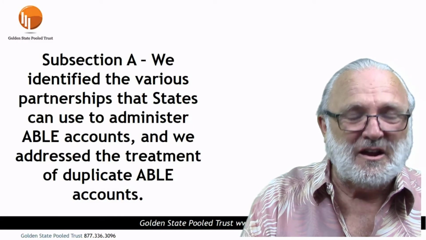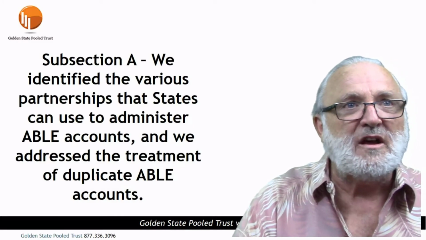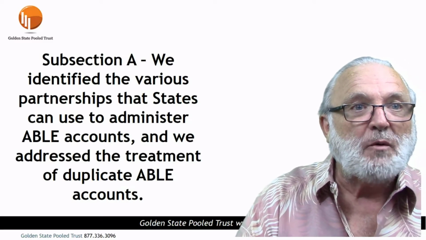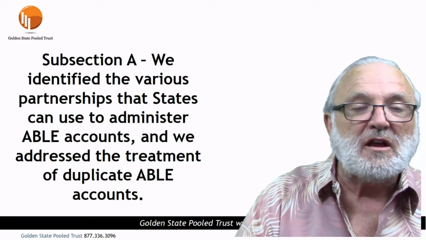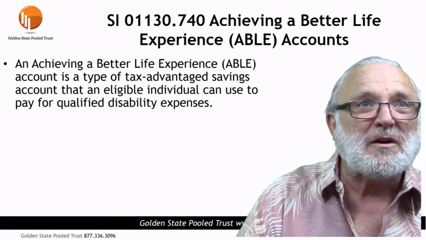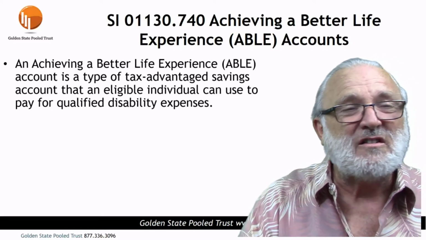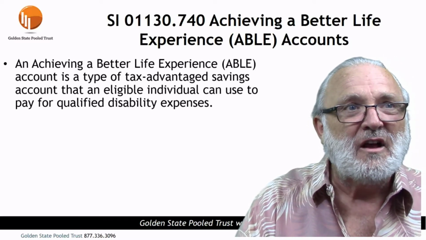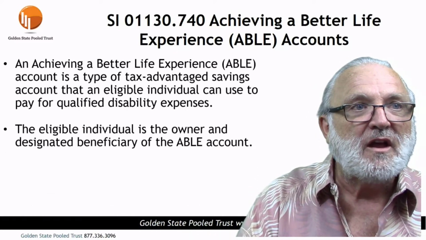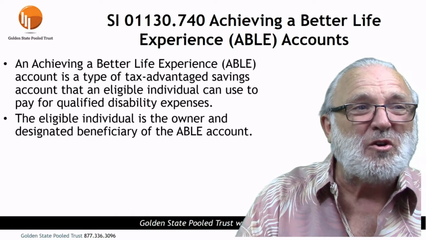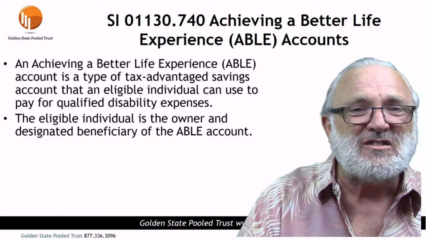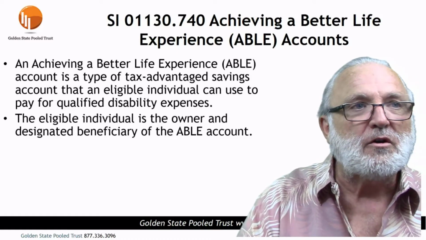So Section A basically says that we identified the various partnerships the states can use to administer ABLE accounts, and we address the treatment of duplicate ABLE accounts. So in the POMS here, what it says is an Achieving a Better Life Experience, or ABLE account, is a type of tax advantage savings account that an eligible individual can use to pay for qualified disability expenses. The eligible individual is the owner and the designated beneficiary of the ABLE account. And we're going to see that over and over again.